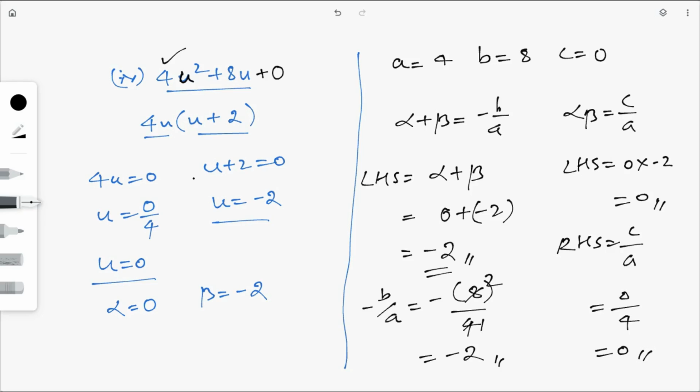Okay, so next one, t square minus 15. Again, how to factorize this thing? It is a bit different from other problems. So here you need to use this identity. What is that identity? a square minus b square, which is equal to a plus b into a minus b.